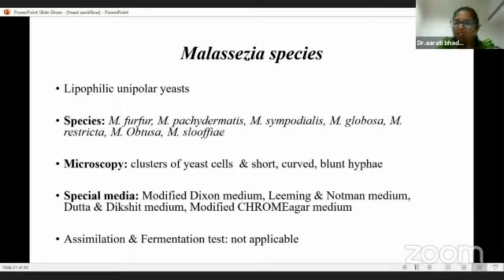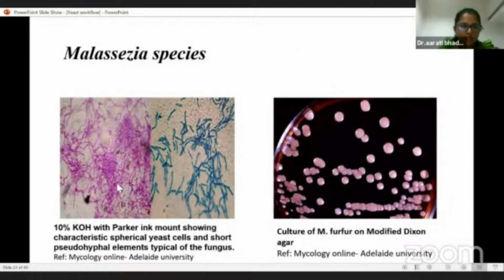For the growth of these species, it cannot grow on SDA. We have to use special media, that is modified Dixon medium, Leeming and Notman medium, and modified chrome agar medium. Sugar fermentation and assimilation tests are not applicable. We cannot use these tests for the differentiation of Malassezia species. Here in this microscopy, you can see budding yeast cells with short pseudohyphae, typical of Malassezia species, and these are the colonies on modified Dixon agar of Malassezia species.